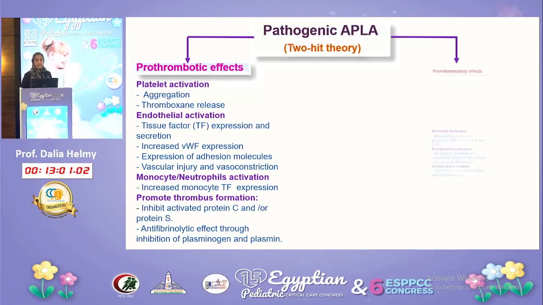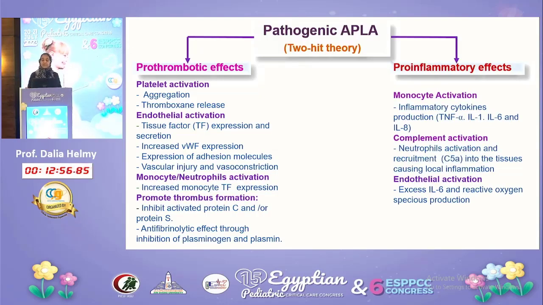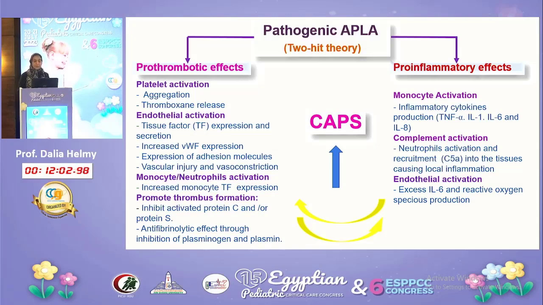And at the same time, they will have pro-inflammatory effects through excessive stimulation of secretion of inflammatory cytokines from the monocytes, like tumor necrosis factor alpha, interleukin 1, interleukin 6, and 8, although they are not specifically measured in patients with catastrophic antiphospholipid antibody syndrome owing to the very catastrophic presentation. Complement activation, specifically for complement 5 component, induces neutrophil activation and recruitment into the tissue, causing local inflammation with endothelial activation as well, and produces excess interleukin 6. And reactive oxygen species, which induce more vascular injury and vasoconstriction. Both effects, whether pro-thrombotic or pro-inflammatory, will work together in a vicious circle ending in the catastrophic variant of antiphospholipid antibody syndrome.